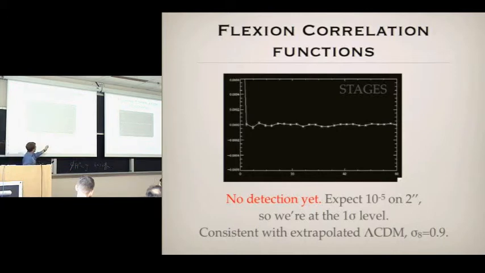If we look at what we expect from the power spectra I showed on the previous slide, we expect to get on this plot a flexion correlation of 10 to the minus 5 on 2 arcseconds, which is about the size of that inner error bar. So at the minute we're at the 1 sigma level without a detection, but it is consistent with extrapolated lambda CDM with sigma 8 of 0.9, and we're not finding more power than that.